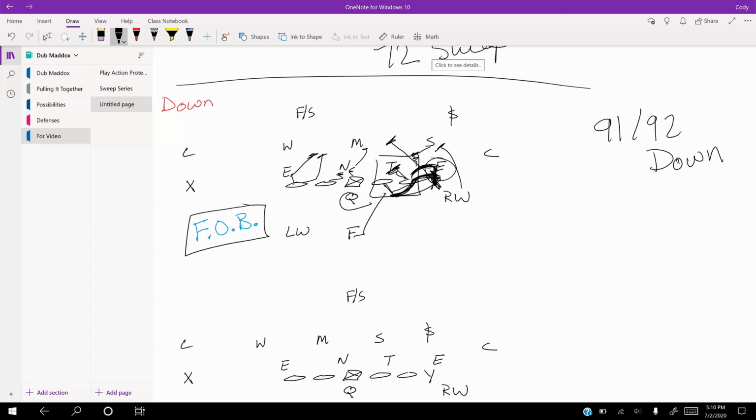Now, as far as the backfield action, quarterback is going to reverse out, and we're getting it to the fullback right here, and he's kind of going to get right here. We're going to have this wall coming in. Let me change colors a little bit here.